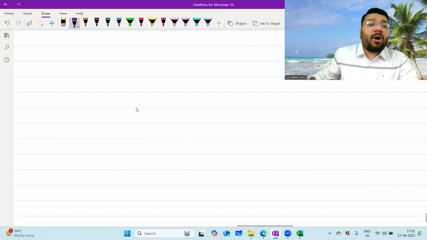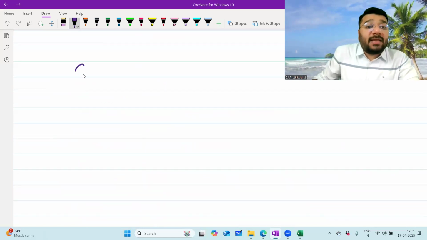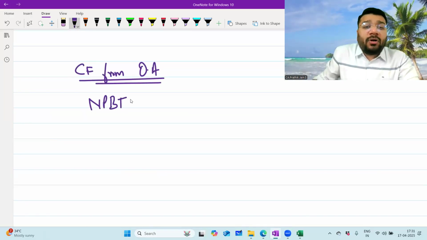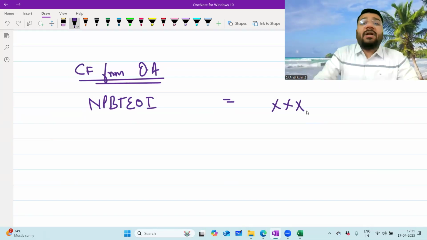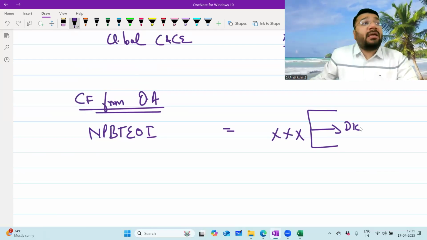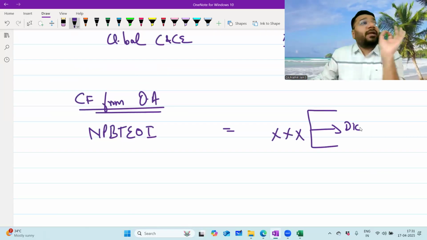Now under cash flow from operating activity, how many segments are there? 5. Are you sure? Yes, okay. Cash flow from operating activity, first segment is net profit before tax and extraordinary item. This will be given to you in 3 forms. One, directly given, meaning it will be given in a statement format that your net profit before tax and extraordinary item is so and so.